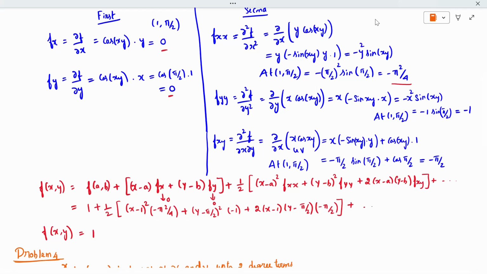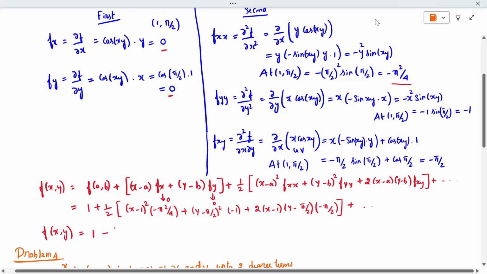Minus symbol you will check, here also minus, here also minus, here also minus. Throughout, minus I will take outside. So when I take it outside, it's x minus 1 the whole squared. Already 2 here. Pi squared divided by 8. I will write it.